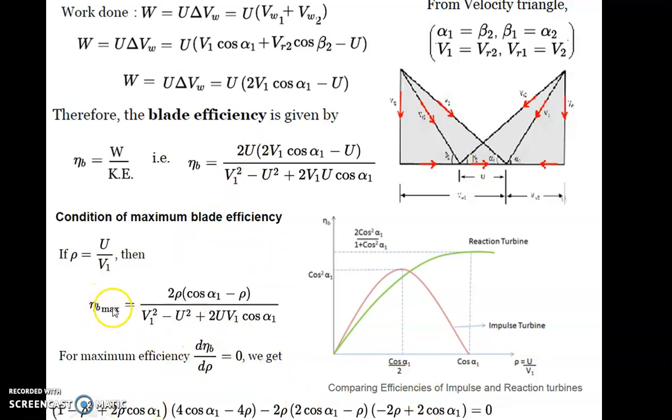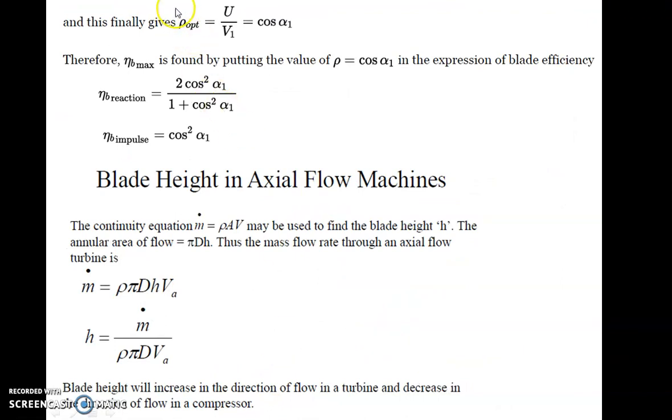Now take the derivative of efficiency with respect to rho and equate it to 0. If you simplify this, all the terms are in terms of rho and cos alpha 1 only, if you divide throughout by V1 squared, top side also, bottom side also. Ultimately, you get the optimum blade speed ratio as cos alpha 1. If you remember, for the impulse turbine it was cos alpha 1 by 2. But for the reaction turbine, the optimum blade speed ratio is cos alpha 1. This you have to remember.